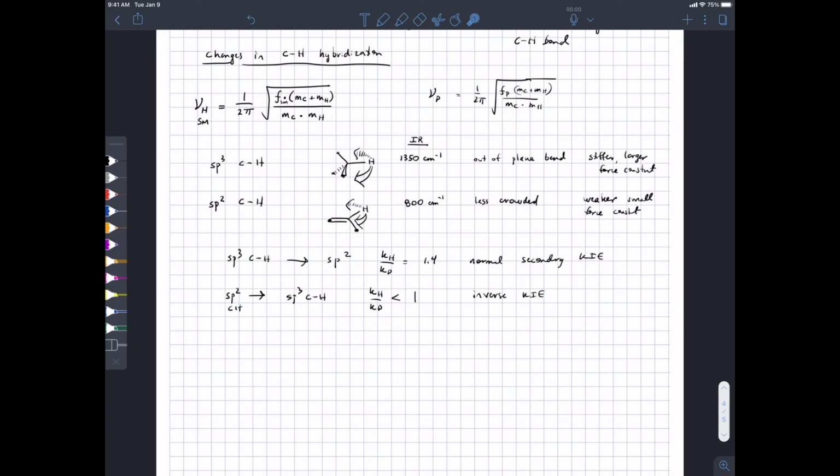But that being said, you don't necessarily need to know things from first principles to be able to make sensible predictions. So next time I'll show you some data, the results of an experiment that can give insight into mechanism by looking at the presence or absence of this kind of kinetic isotope effect.